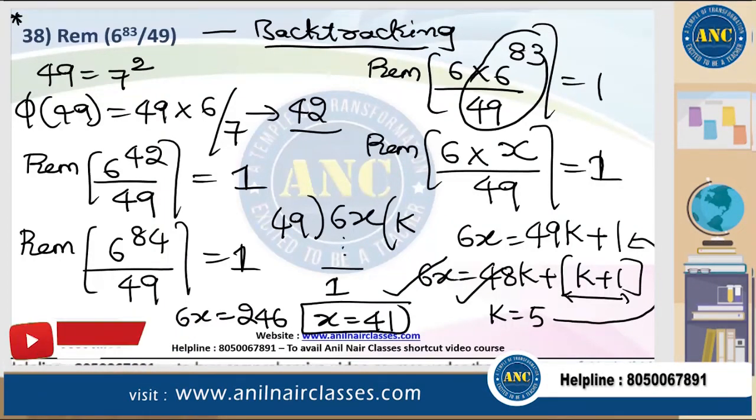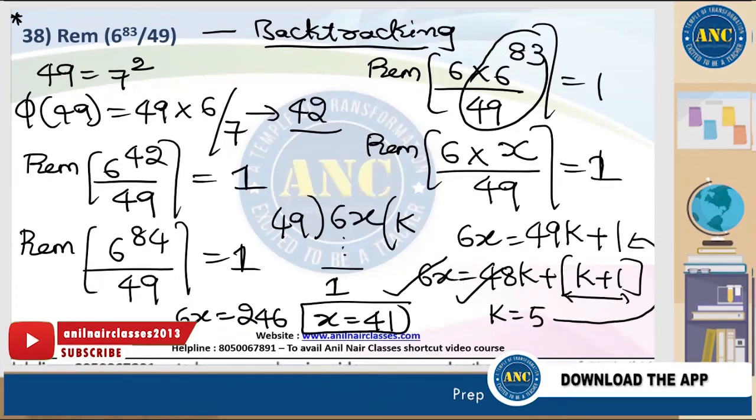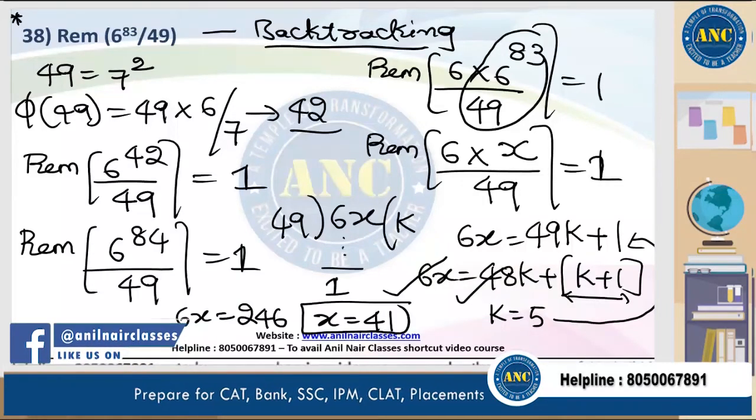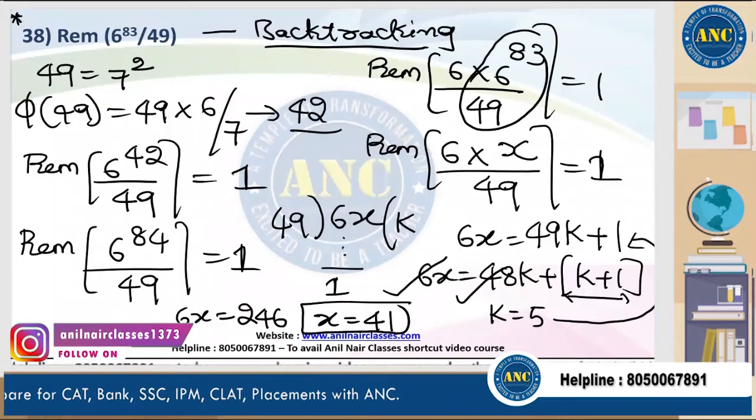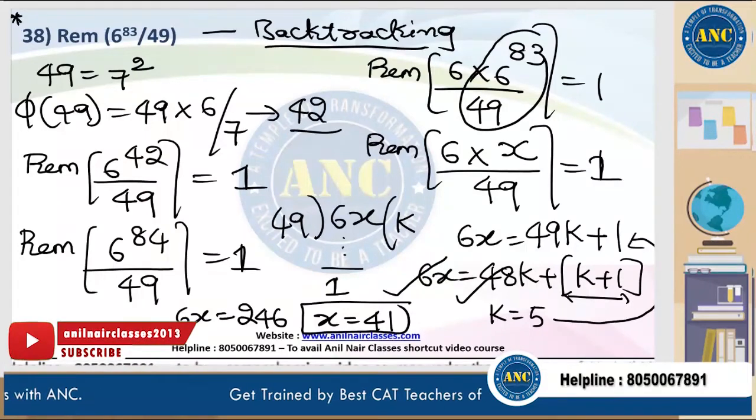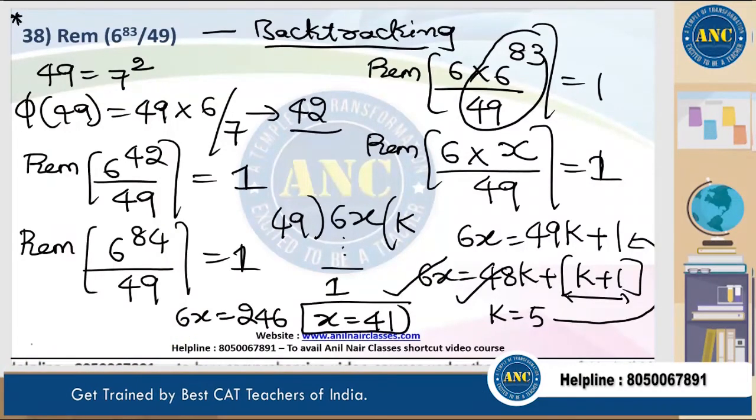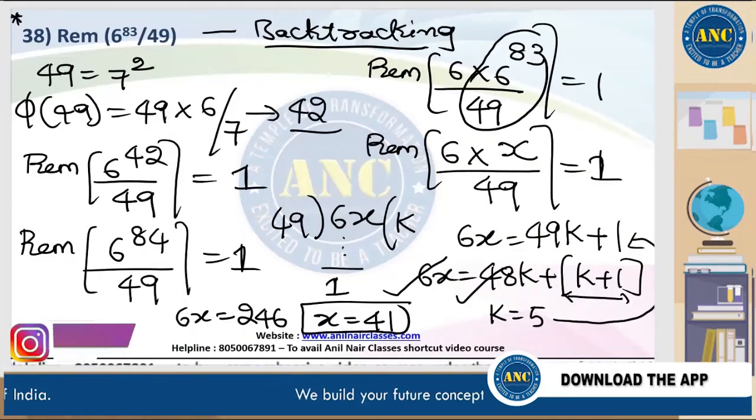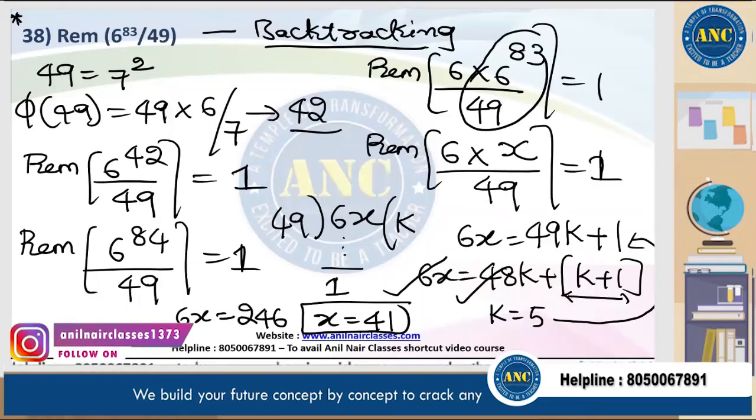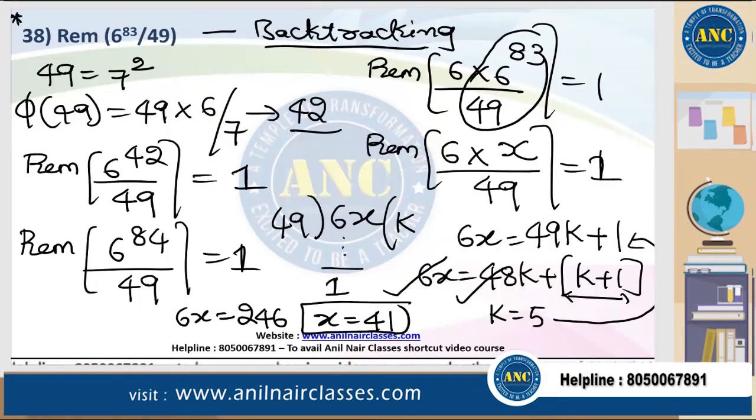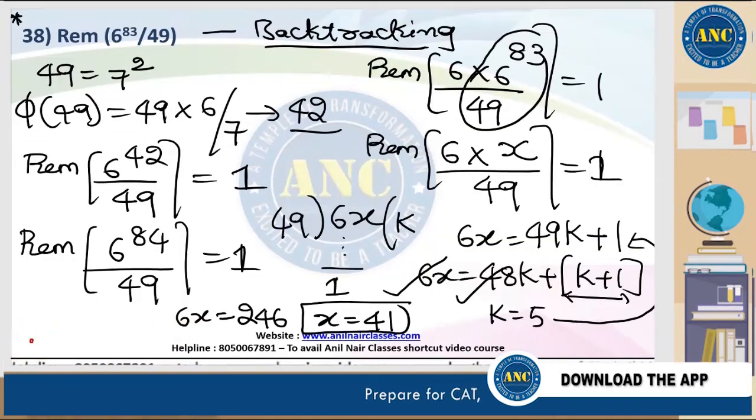49 is 7 square. φ of 49 is 49 into 6 by 7, which is 42. 6 power 42 by 49 is 1. I want 84, so I want 83 from 84. So it is nothing but 6 into 6 power 83 by 49 is 1. 6 power 83 by 49 is x. When I further divide, the remainder does not change. 6x when divided by 49, quotient is k, remainder is 1. 6x is 49k plus 1. 49k is 48k plus k plus 1.